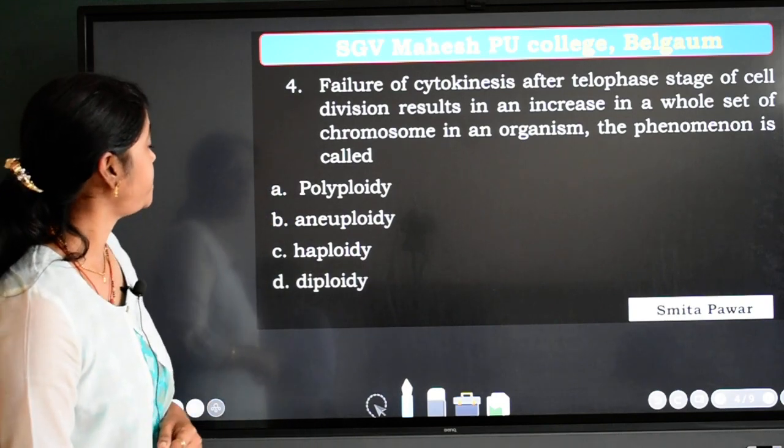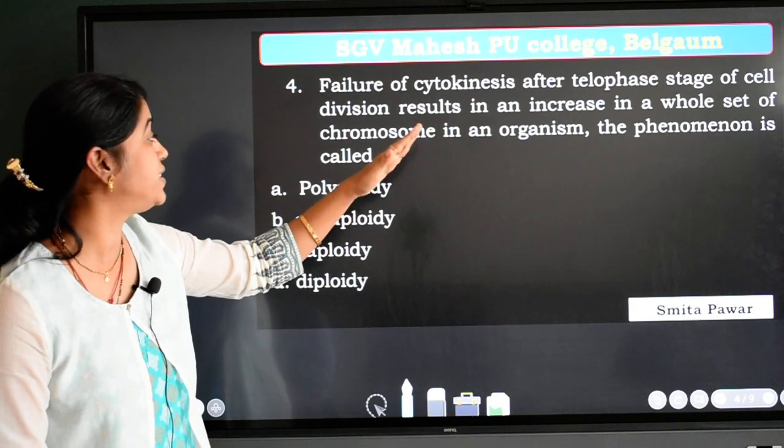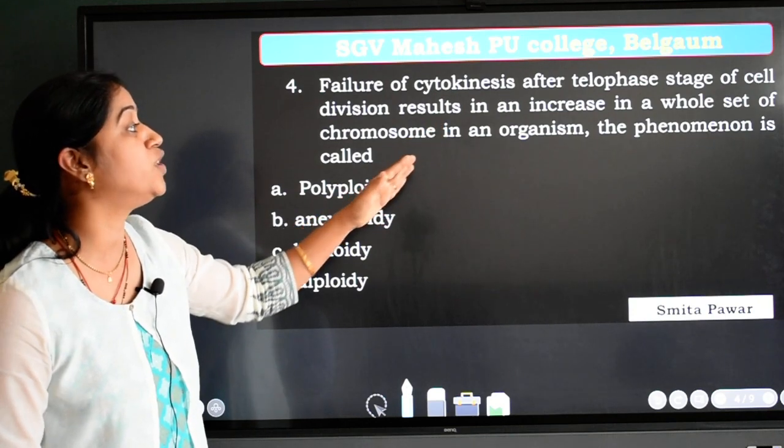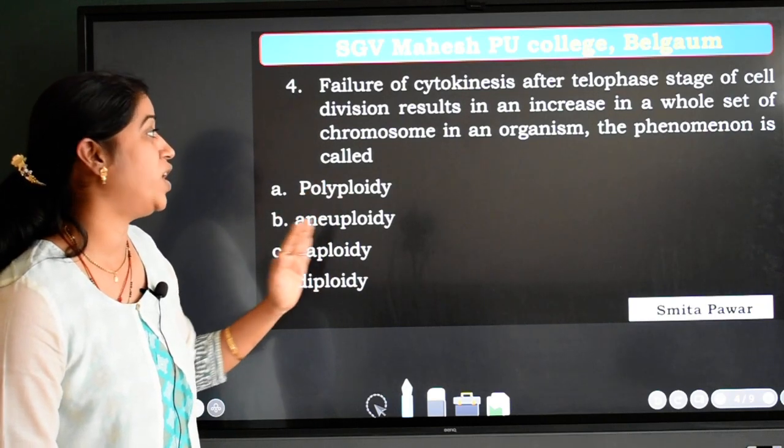Fourth one. Failure of cytokinesis after the telophase stage of cell division results in an increase in the whole set of chromosomes in an organism. The phenomenon is called as.